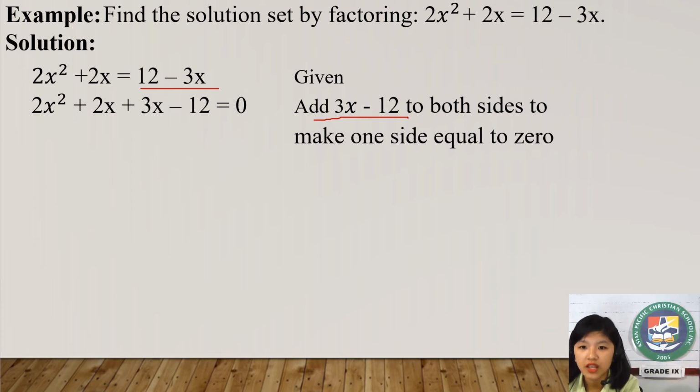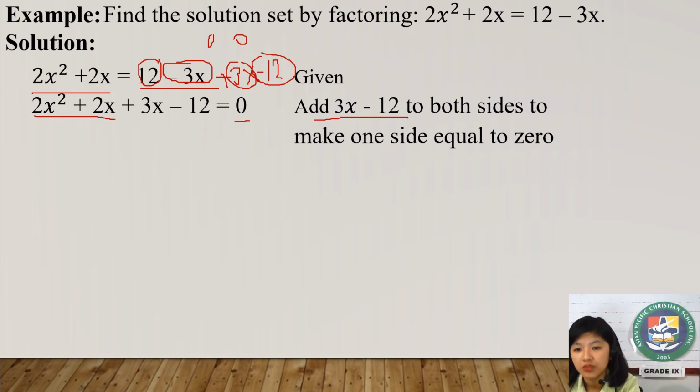So, dito, kapag nag-add tayo ng 3x minus 12, kung mapapansin nyo, combining like terms, 12 minus 12 will give 0. Next, negative 3x plus 3x will give you also 0. That's why, dito sa left side, ang natira na lang ay 0. Next, copy 2x squared plus 2x dito. Then, yung ina-add natin na 3x minus 12, so copy again.